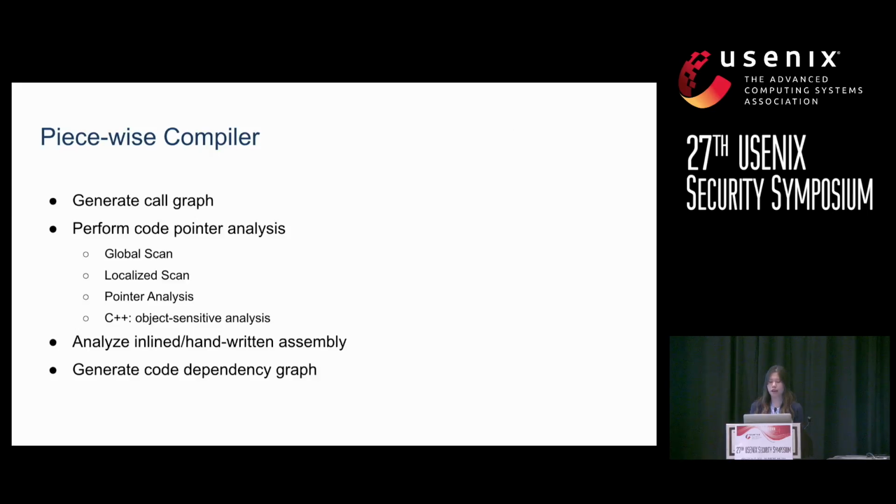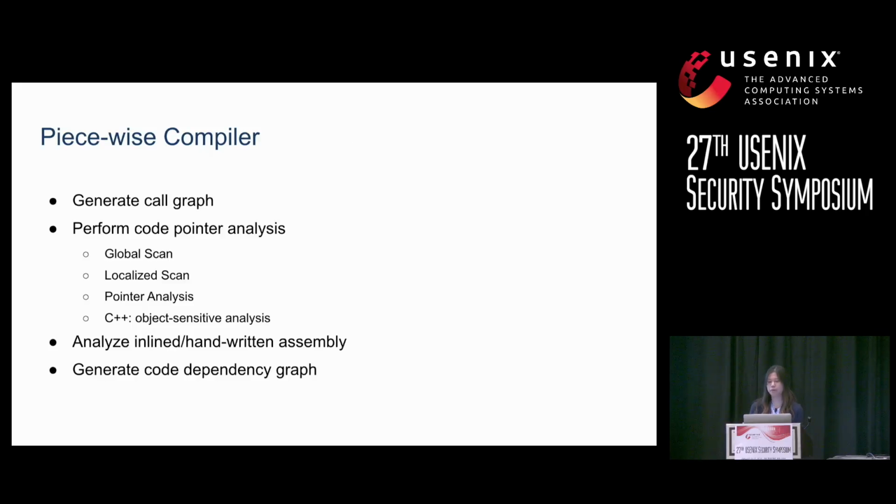And then for inline and handwritten assembly code that we discussed earlier that need additional handling, we will modify the loader, modify the compiler to go through them and detect the control flow relationship between the handwritten assembly and the rest of the code module to add the missing dependency onto the code graph. And then from that code graph, we will generate the dependency graph, and this dependency graph will be written onto the binary file.